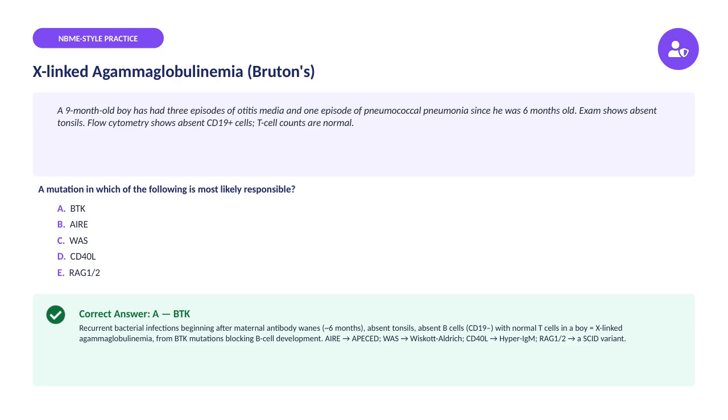AIRE mutations cause APECED, WAS mutations lead to Wiskott-Aldrich syndrome, CD40L mutations cause hyper-IgM syndrome, and RAG1/2 mutations result in SCID variants. In this case, the absence of B cells and normal T cells, combined with the clinical picture in a boy, makes a BTK mutation the most likely cause.